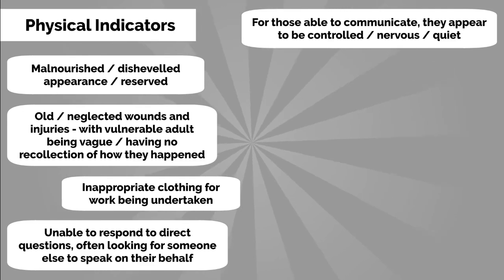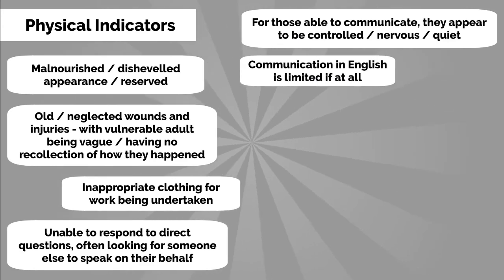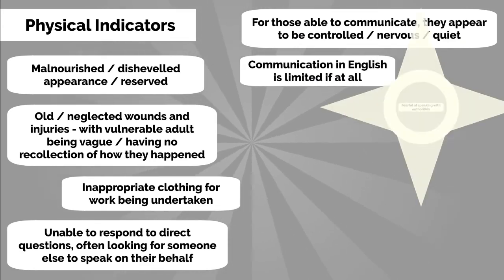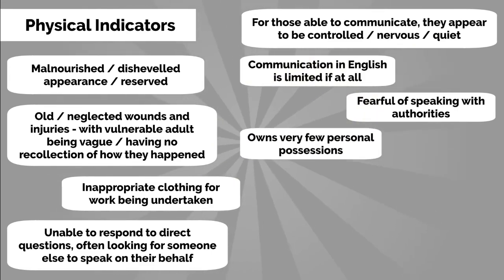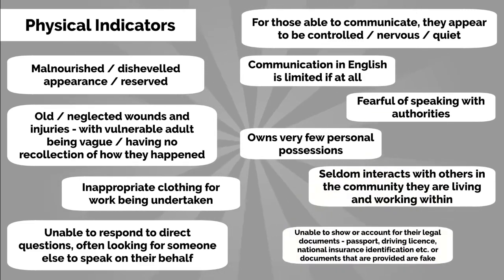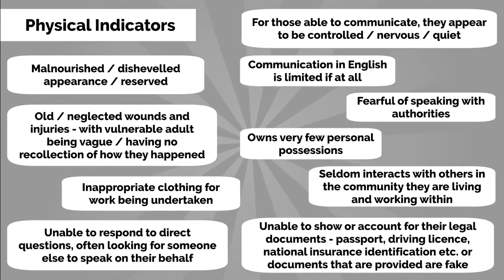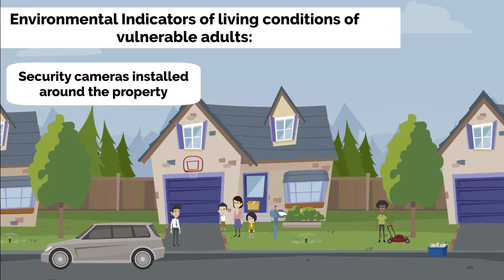For those able to communicate, they appear to be controlled, nervous, quiet. Communication in English is limited, if at all. Fearful of speaking with authorities. Owns very few personal possessions. Seldom interacts with others in the community they are living and working within. Unable to show or account for their legal documents, passport, driving licence, national insurance identification, etc., or documents that are provided are fake.